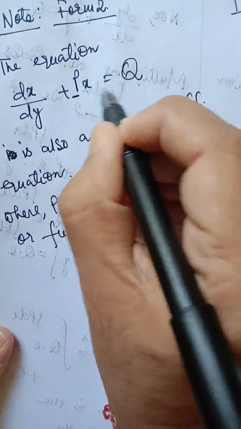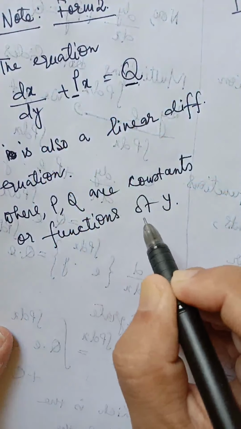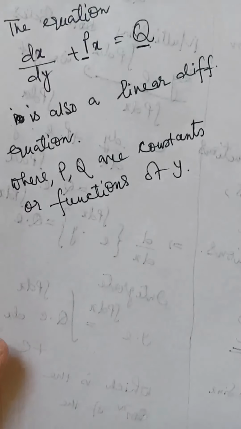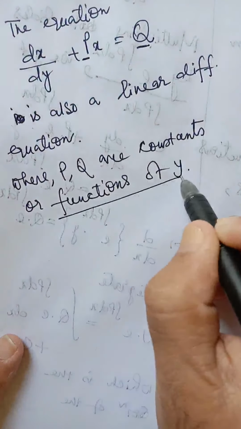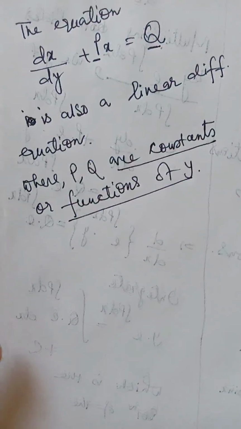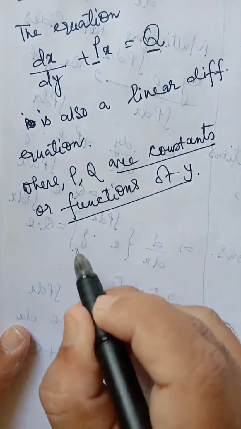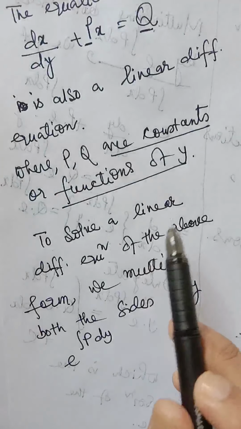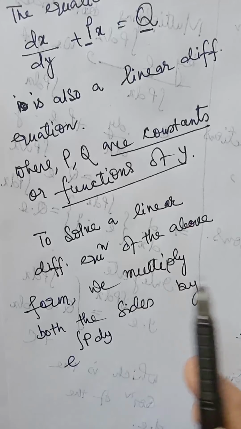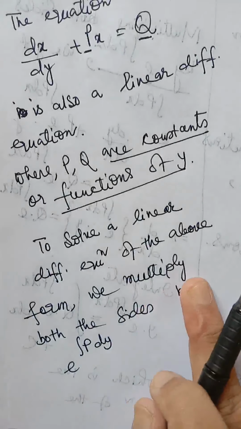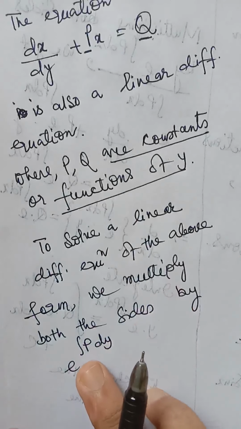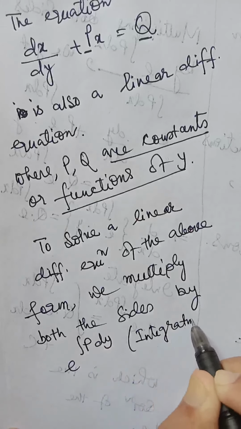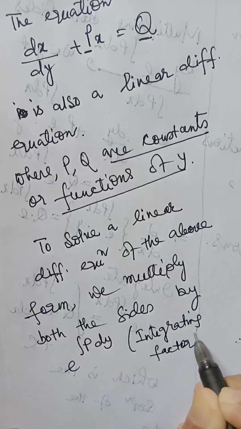Here p and q are either constants or functions of y. In the first form, p and q are functions of x or constant, but here p and q are either constants or functions of y. Now, to solve a linear differential equation of this form, we multiply both the sides by e to the power integration of p dy, which is the integrating factor for this type of differential equation.